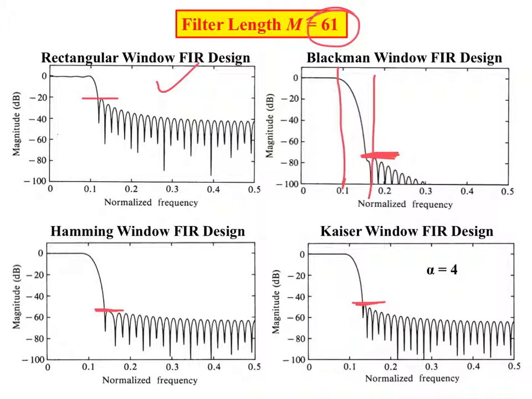Okay, so nonetheless, we see that we get a fair amount of ripple up here, and we get some pretty bad stop bands. But with Blackman, Kaiser, Hamming, we get some pretty nice flat pass bands, and we get some pretty low stop bands. So fairly decent designs.